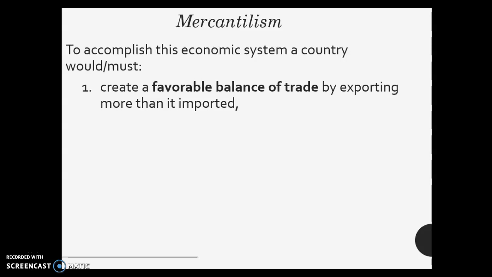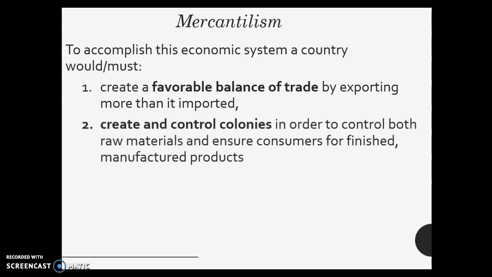So again, note for the short answers, explain that. Just don't write favorable balance of trade. Explain what it means. Second thing, create and control colonies. Colonies are key to mercantilism. Colonies serve the mother country, the country that founded them.